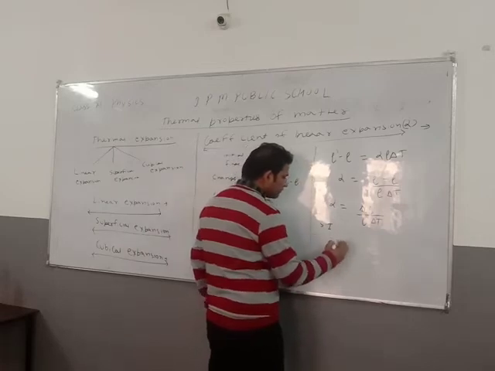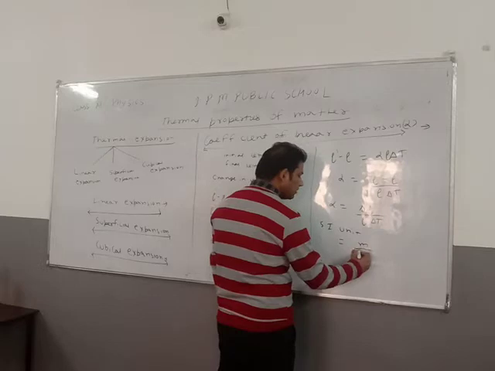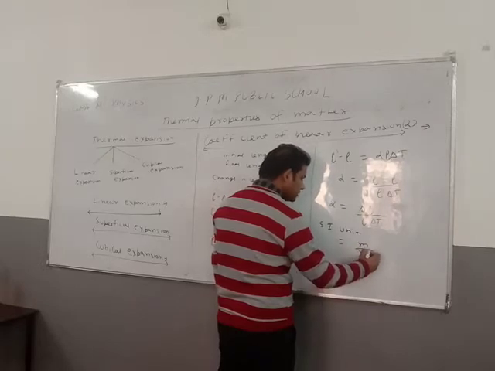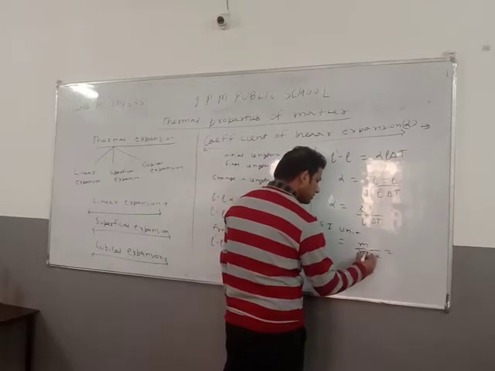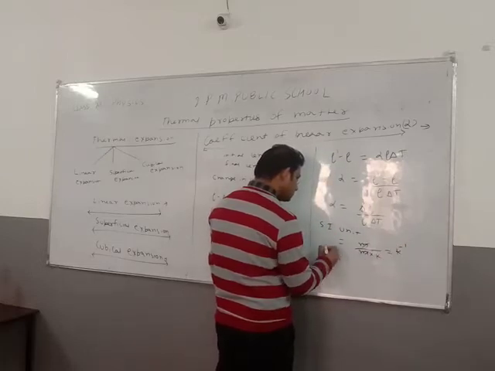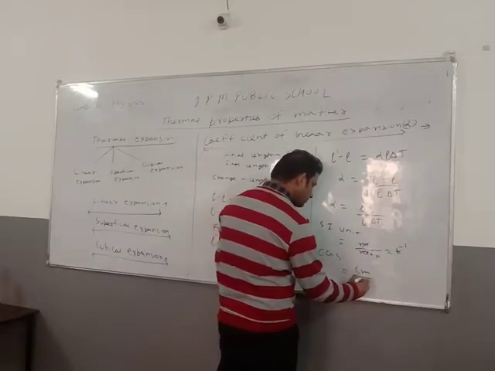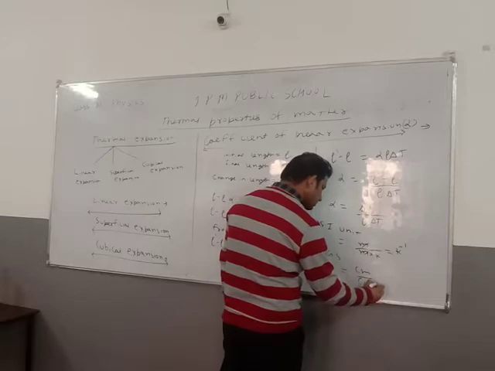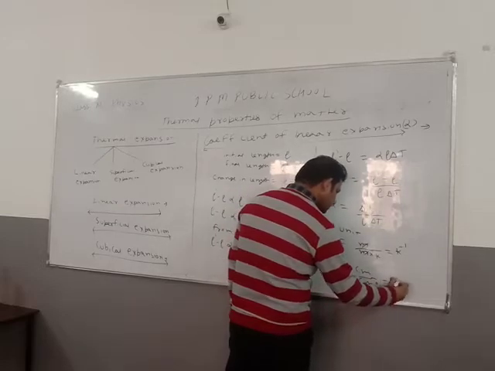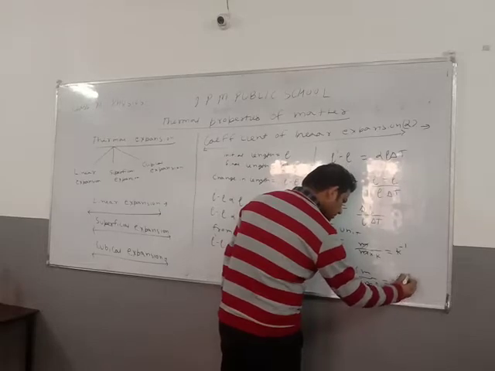Unit of alpha: students, meter upon meter Kelvin, it means Kelvin to the power minus 1. CGS unit: centimeter upon centimeter degree centigrade, it means degree centigrade to the power minus 1.